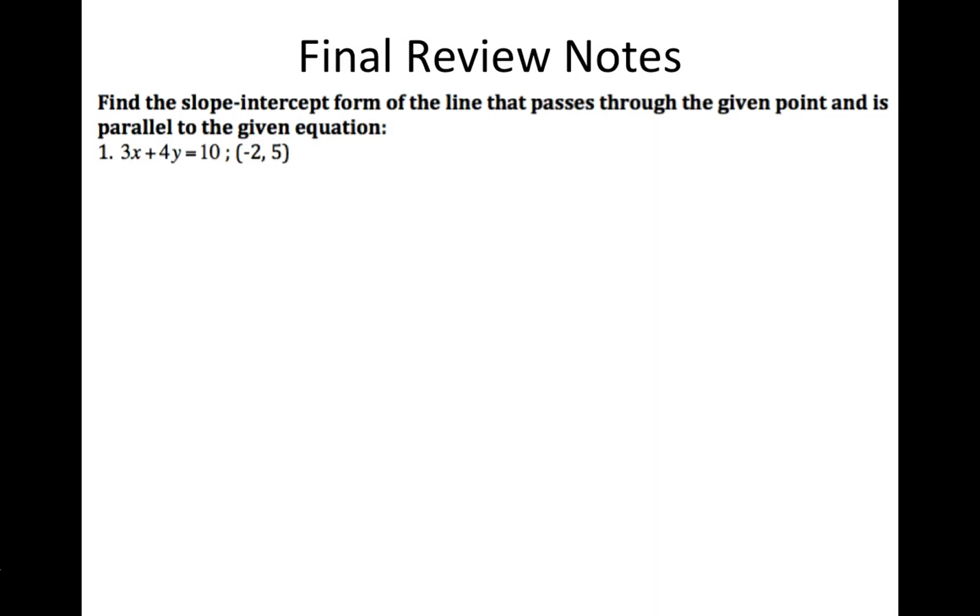To review some information for page 3 and 4 of the final review. So first, find the slope-intercept form of the line that passes through the given point and is parallel to the given equation. So first thing you need to remember, slope-intercept form of an equation is y equals mx plus b. Doesn't mean you have to start with that, but that's your final. The other thing you have to remember is that parallel lines have the same slope. So your first step is find your slope.